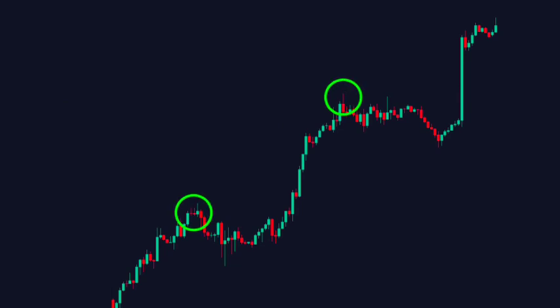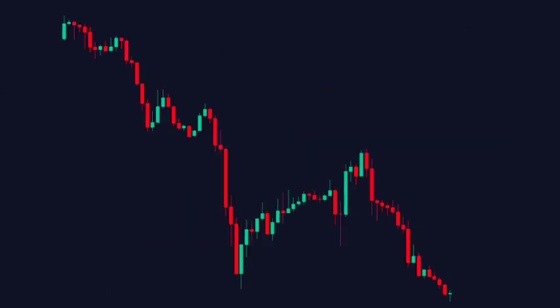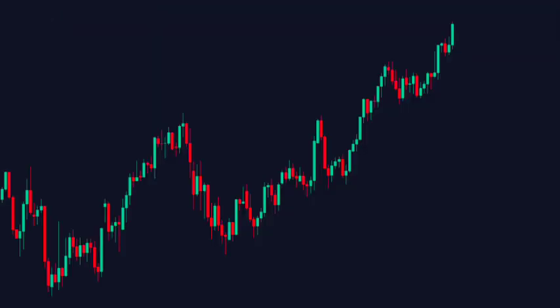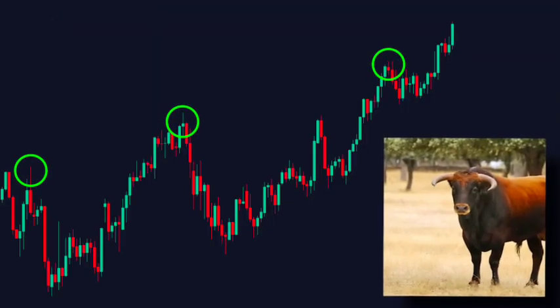If the market is making higher highs and higher lows, it's an uptrend. If the market is making lower highs and lower lows, it's a downtrend. Pretty simple. In this case, the market is clearly bullish, so that will be our bias.